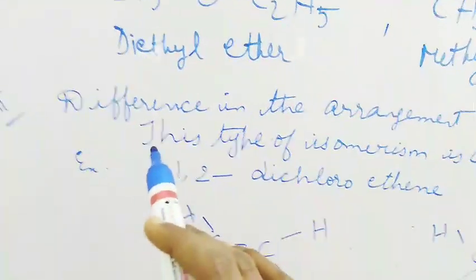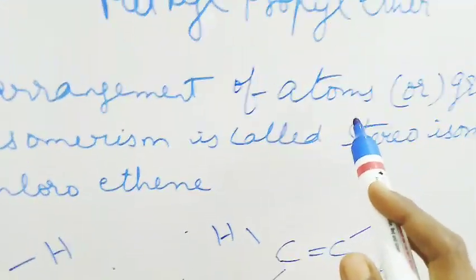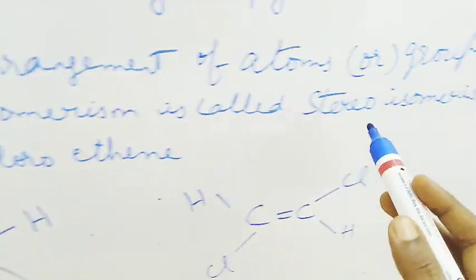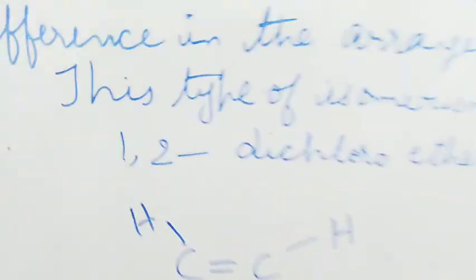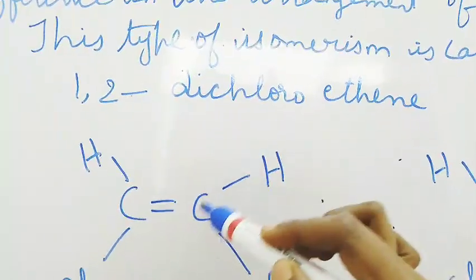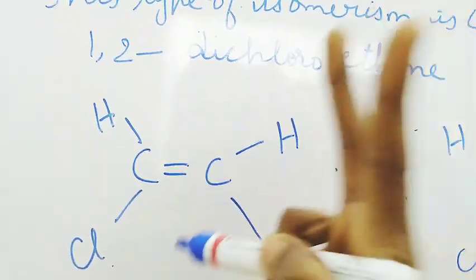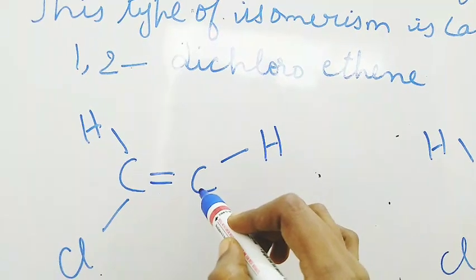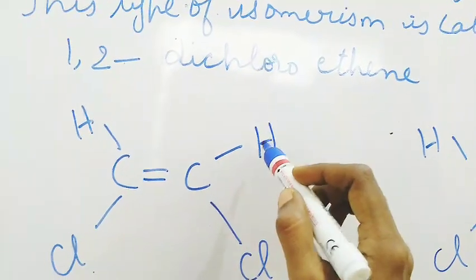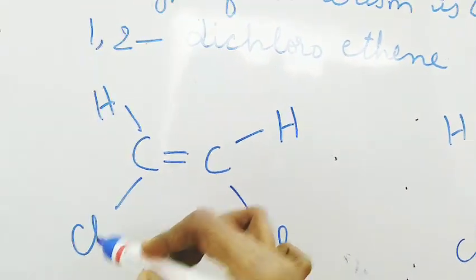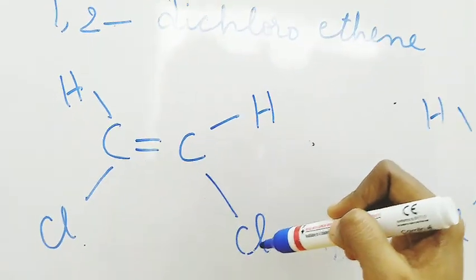Coming to the second cause, difference in the arrangement of the atoms or groups in space, how they have been arranged. This type of isomerism is called stereoisomerism. Let us see the example of 1,2-dichloroethene. Di means 2. So carbon is double bonded with carbon. Each carbon is single bonded with hydrogen, and single bonded with chlorine.